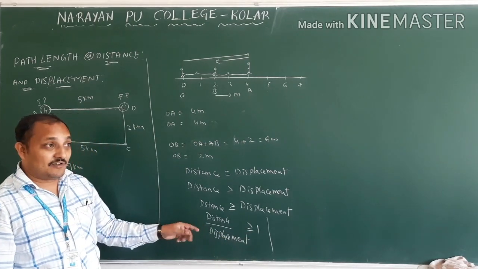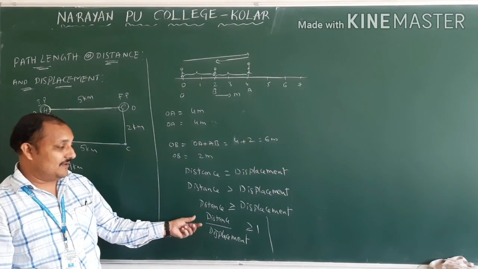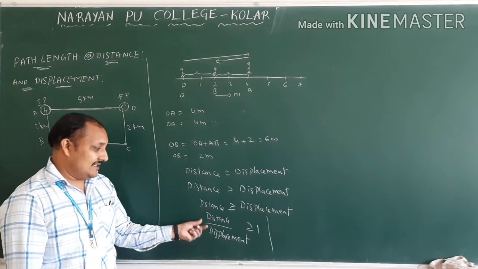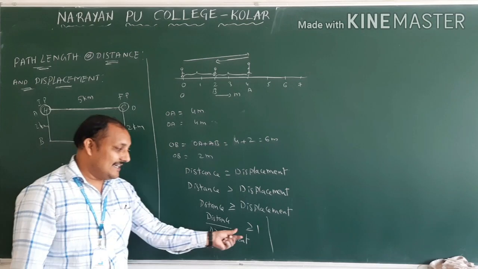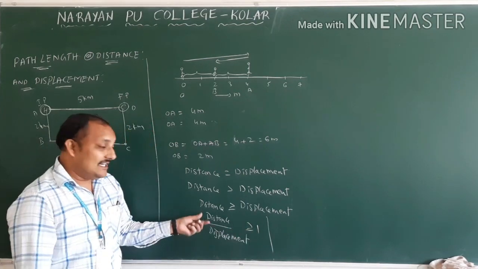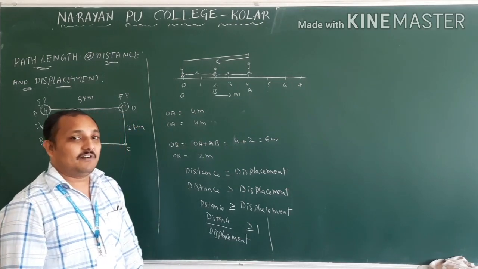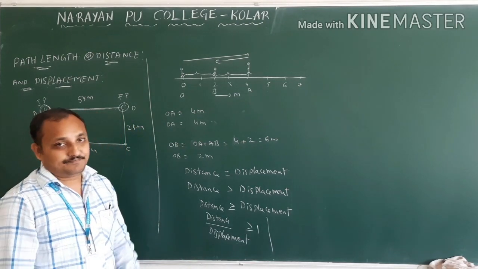Which one are they asking? You have to see the question carefully: distance by displacement or displacement by distance. Distance by displacement means greater than or equal to 1. Displacement by distance means you will be getting less than or equal to 1. Understood?